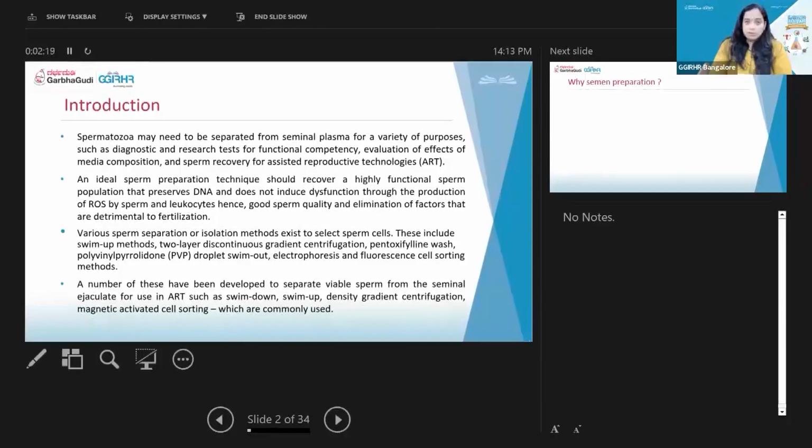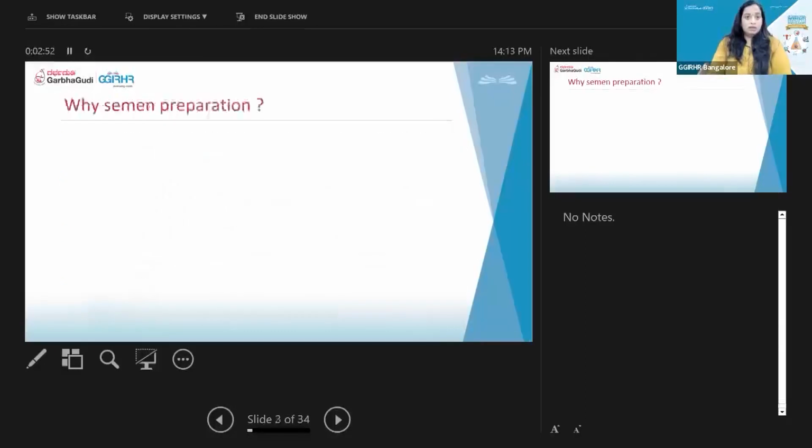There are several methods or techniques available for the separation of high quality sperms. For example, swim-up method, density gradient, pentoxifylline washing, electrophoresis, fluorescent cell sorting. I'll basically be talking about those methods which can be done in an IVF center or an assisted reproductive technology setup. For example, swim-up, density gradient, and magnetic assisted cell sorting, known as MACS, which are the commonly used ones in an IVF center.